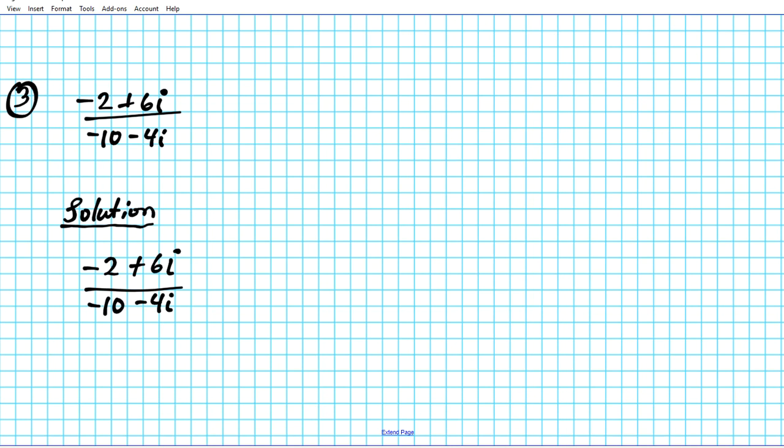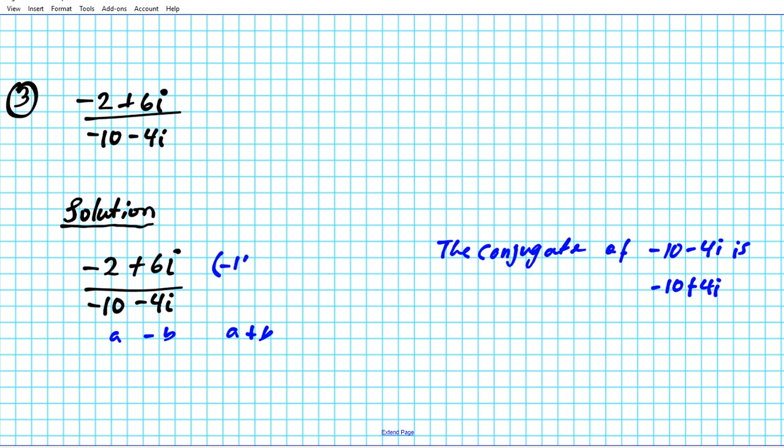So we want to find a conjugate. So think about this as a minus b, okay? So if you want to create a difference of squares, you will multiply by a plus b, okay? So we're going to multiply the numerator and the denominator by the conjugate of negative 10 minus 4i, which is negative 10 plus 4i. So multiply the numerator and denominator by negative 10 plus 4i, and negative 10 plus 4i.